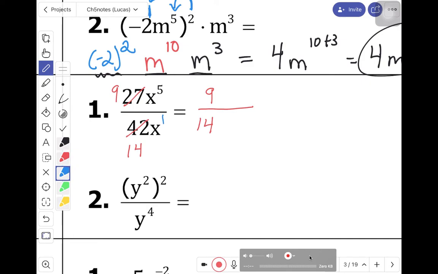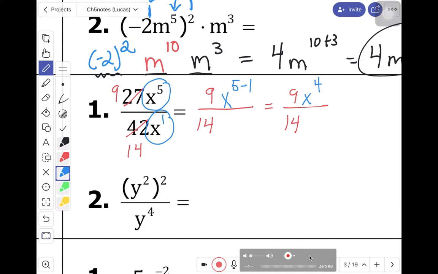Now we take a look at x to the 5th over x to the 1st. And we're allowed to subtract those two exponents. So I do x to the 5 minus 1. So what I get is 9 over 14. And then 5 minus 1 is 4. Notice I always do my subtraction problem on the top. That becomes important in a couple of minutes.